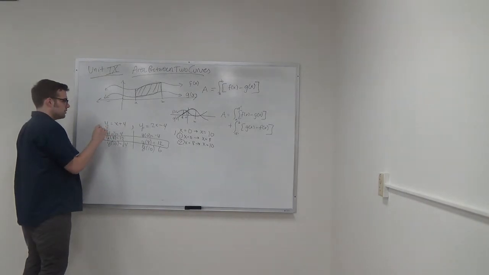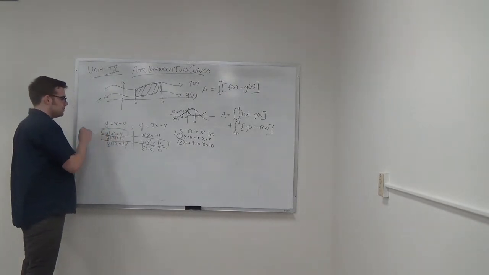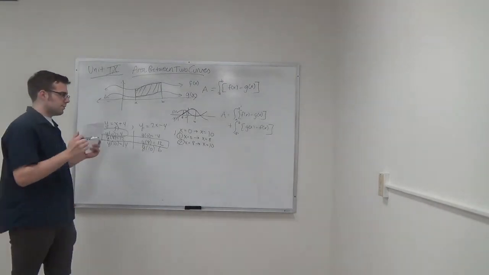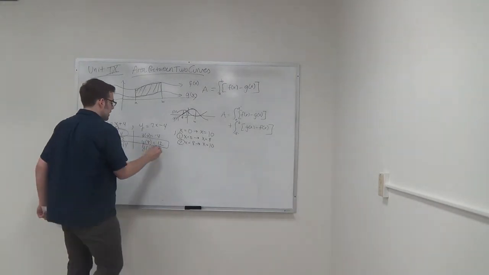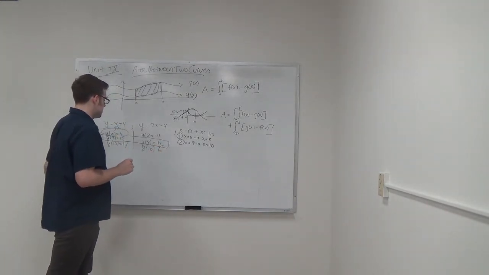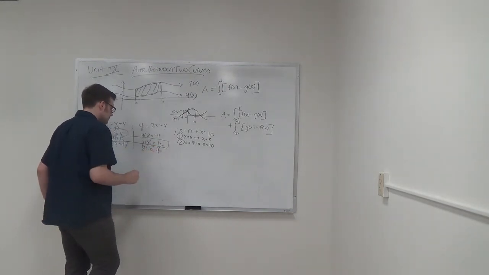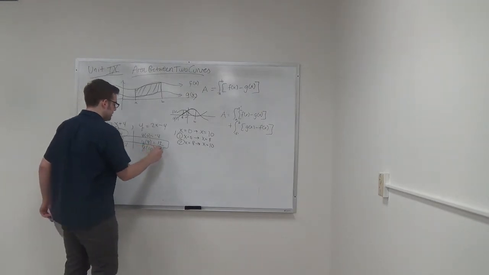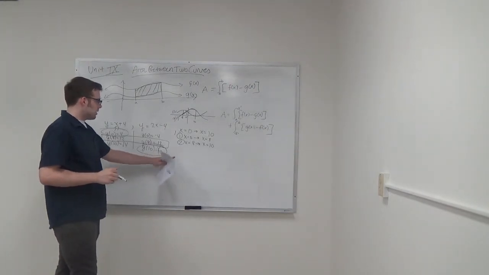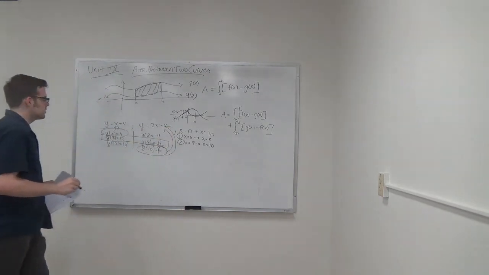In our first interval, x is equal to 0 to x is equal to 8, this function is dominant. So we can put this on top in our first integral. And in our second integral, our second function is dominant, so we'll be using this as our first function.